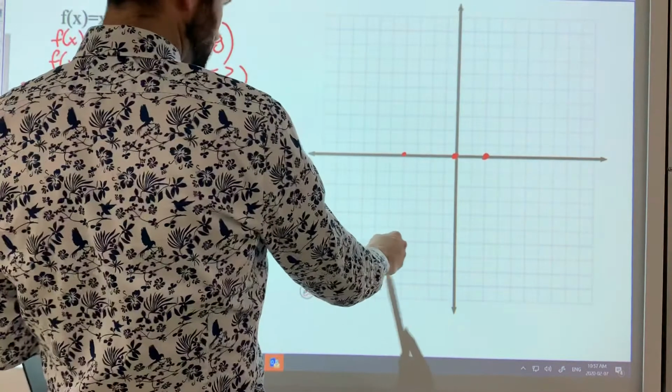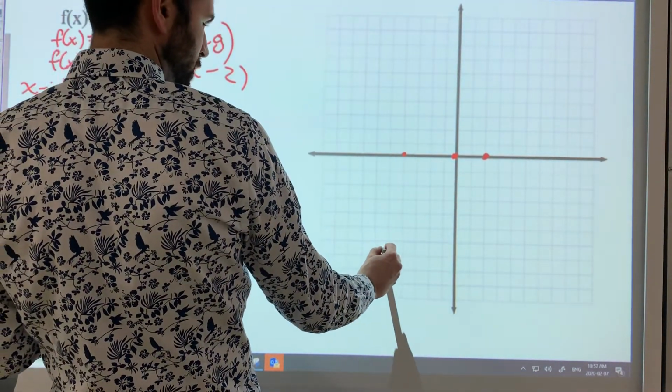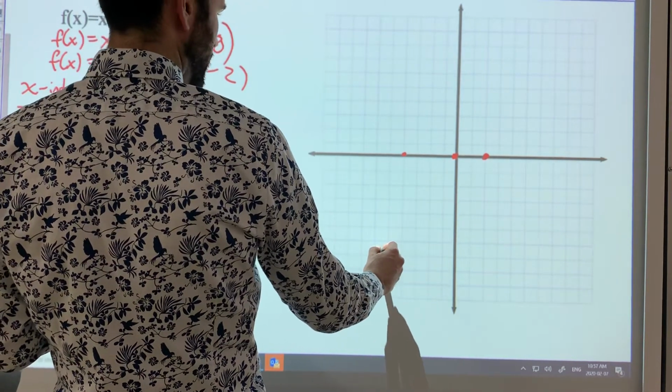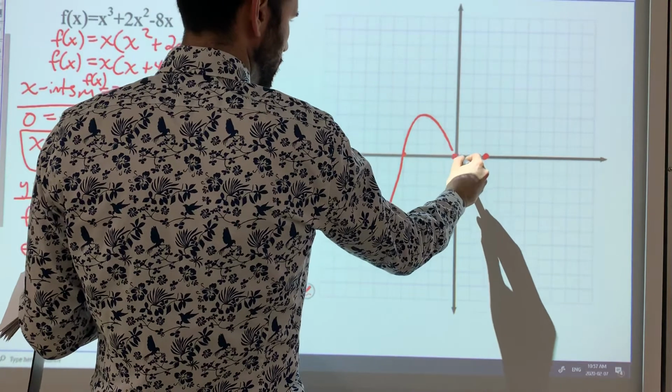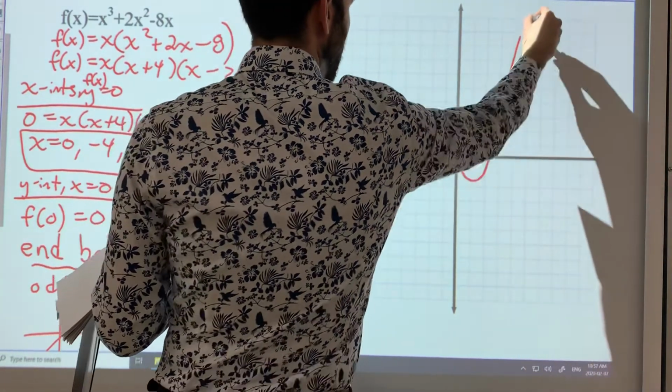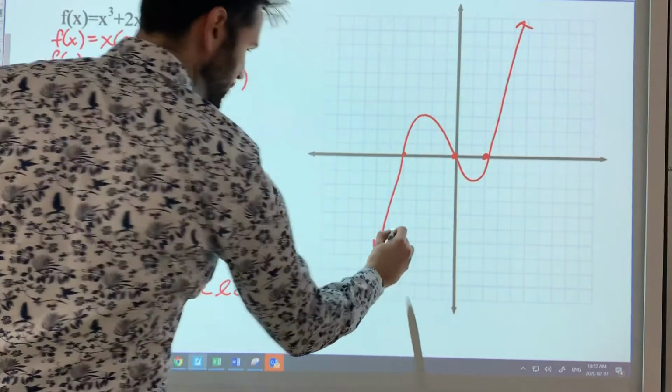So we need to start somewhere down here. And this is where they don't care where you start, as long as I'm starting down here, so I'm just going to go like this. And then I need to connect the dots. I'm going to go through there, through there, through there, and I'm ending my graph over here. And that would be good enough for a sketch.